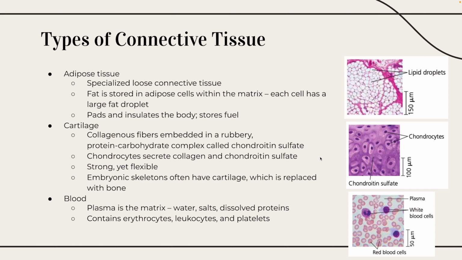Next up is blood, and you probably don't think of blood as connective tissue, right? But plasma is the matrix we're talking about, and plasma is just water, salts, dissolved proteins. And blood contains cells like erythrocytes, which are red blood cells, leukocytes, white blood cells, and platelets, which are fragments of megakaryocytes that help plug wounds. So here's a picture of all of them. Here, there's some of them.